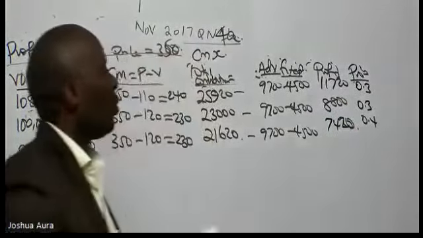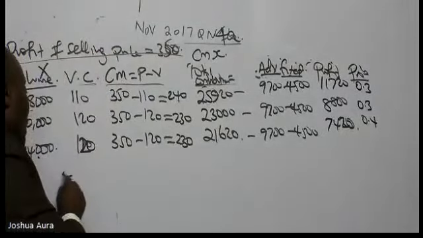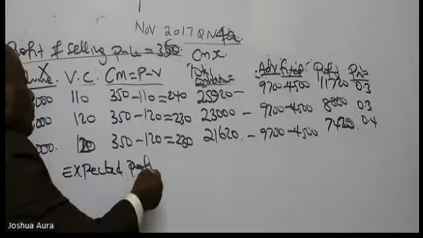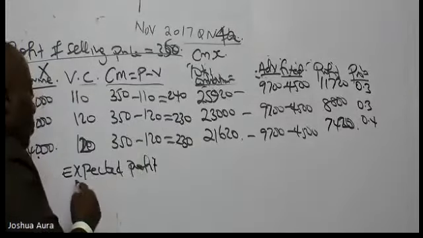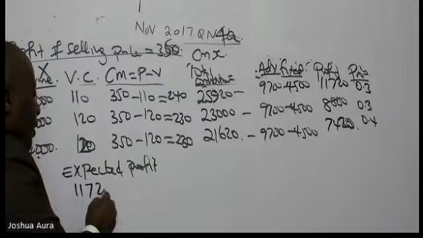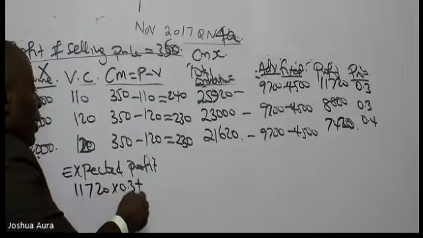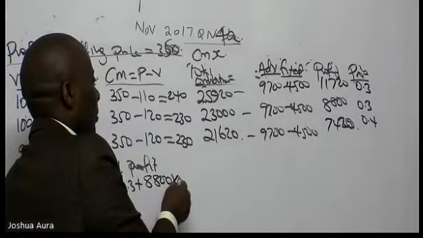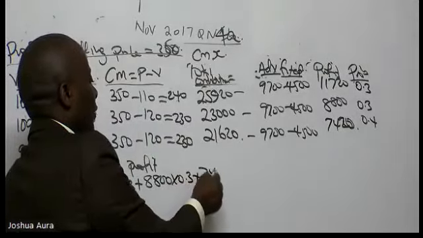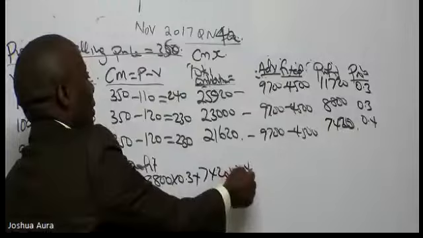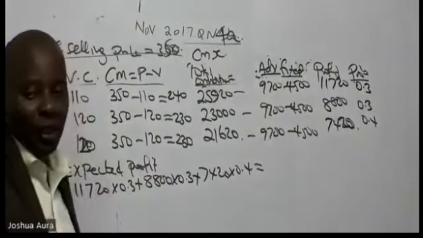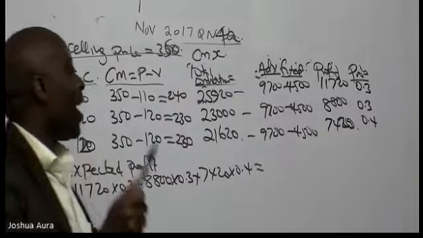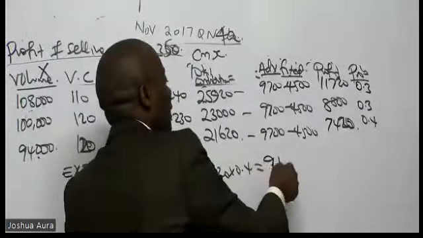Ladies and gentlemen, what I would want us to do very first is to ascertain the expected profit, the average profit. So the average profit there will be 11,720 times 0.3 plus 8,800 times 0.3 plus 7,420 times 0.4, which gives us what figure at the end of the day? 9,124. Yay! And I remember that there are students who got this 9,124.